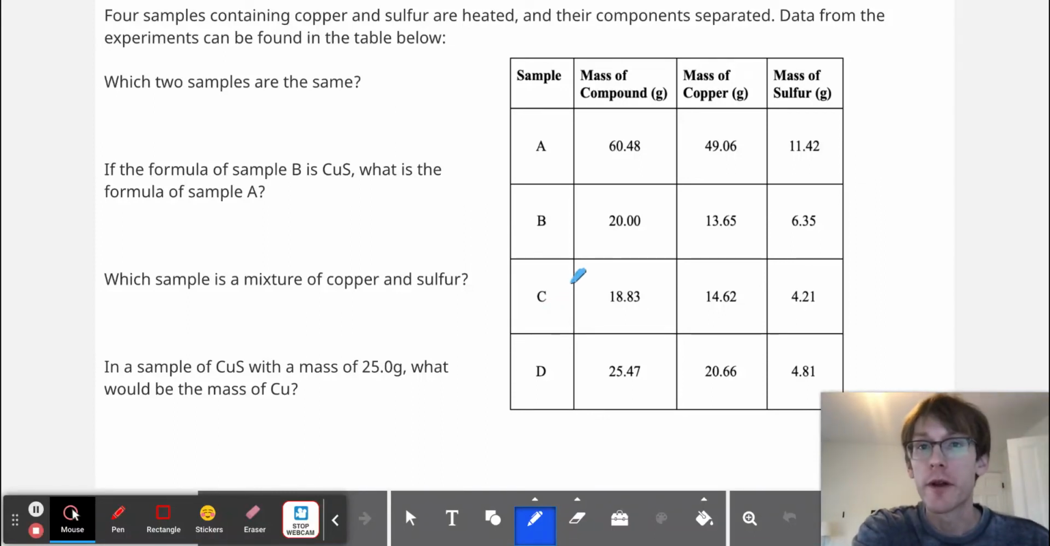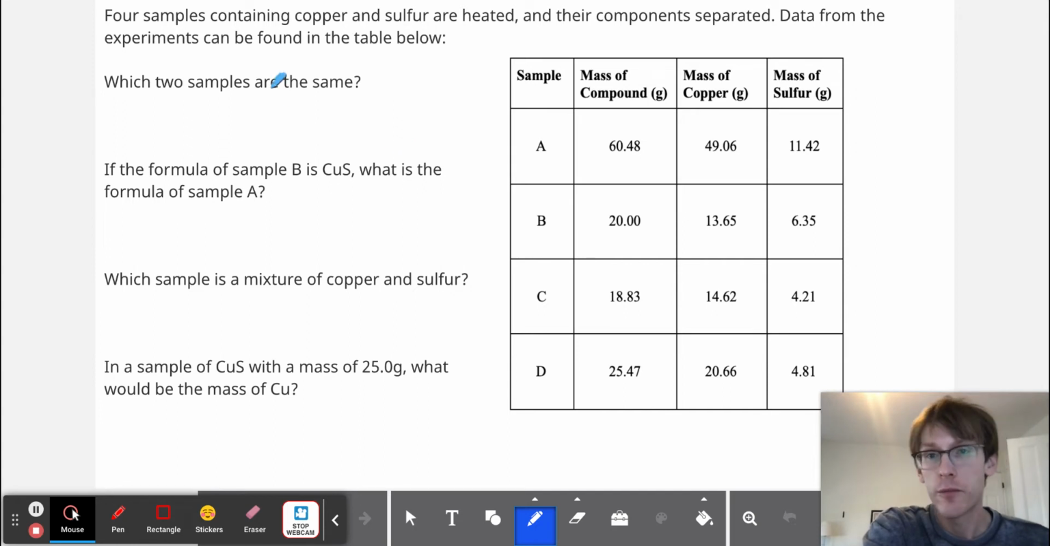In this video, we're going to learn how to apply the laws of definite and multiple proportions. If we look at this data table, this is the data for 4 samples containing copper and sulfur being heated and separating their copper and sulfur and seeing what masses there are. In sample A, we started off with 60.48 grams of this substance containing copper and sulfur, and we ended up getting 49.06 grams of copper and 11.42 grams of sulfur.